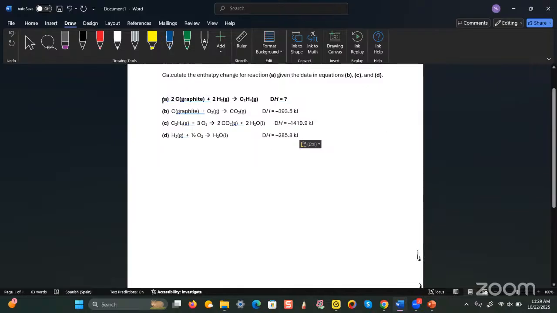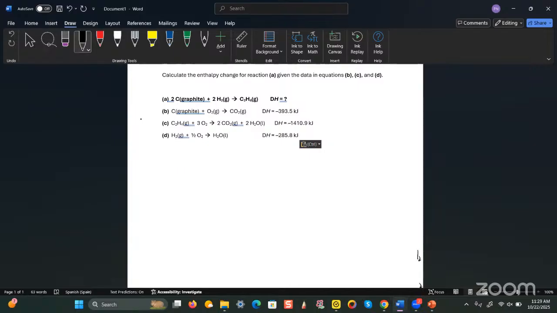So we want to find the delta H value for the first equation here, and they gave you the three equations and their corresponding delta H values, all right? So what I would do is compare each of these equations to the first equation, right? And make some modifications based on that.